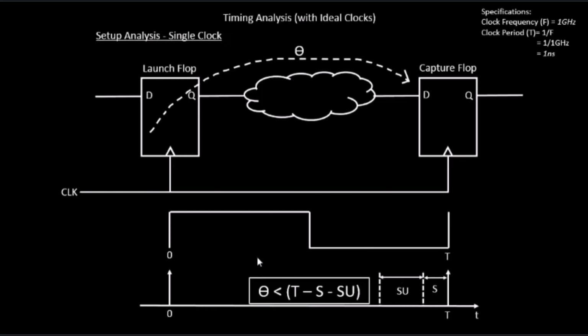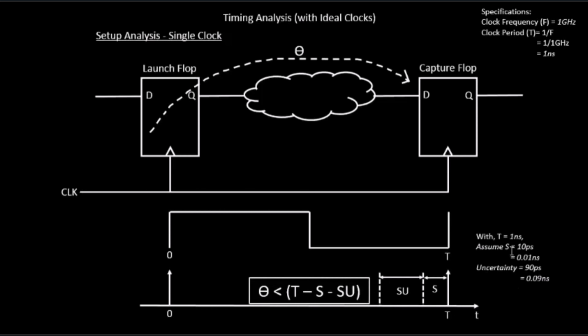But in the setup timing analysis, since different edges go to the launch and capture flop, there will be different jitter values for the launch flop and the capture flop clock edges. As a result, the window looks a bit bigger over here, and now the combinational delay should be less than T minus setup time minus setup uncertainty.